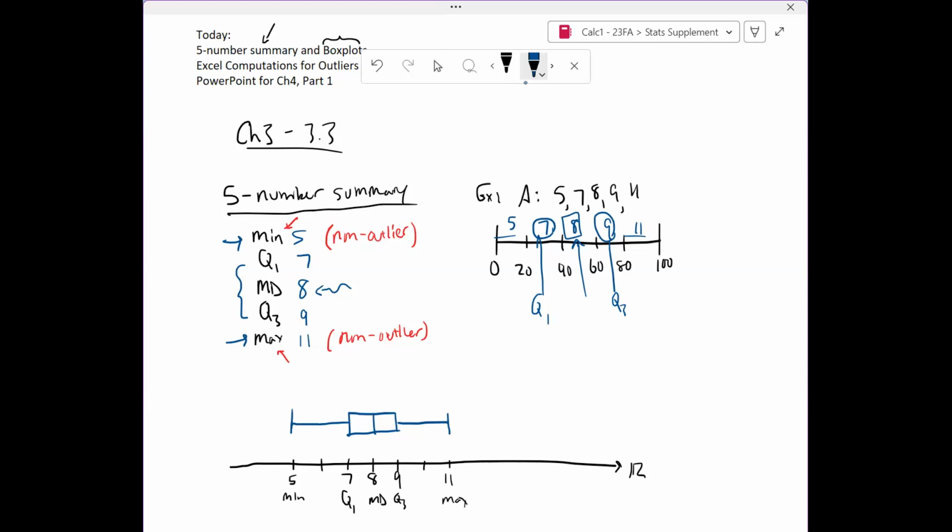And something I can tell pretty quickly looking at this, I see that the whiskers look pretty even. The median appears to be roughly in the middle between Q1 and Q3. In this case, it's exactly in the middle. But this suggests to me that I have a nice symmetric distribution. If I instead saw a median, say over here, and a right whisker that was much longer than the left whisker, that would suggest to me maybe some right skewedness.